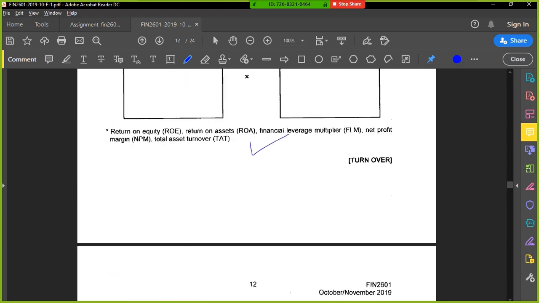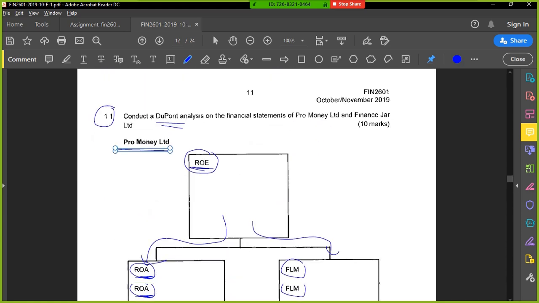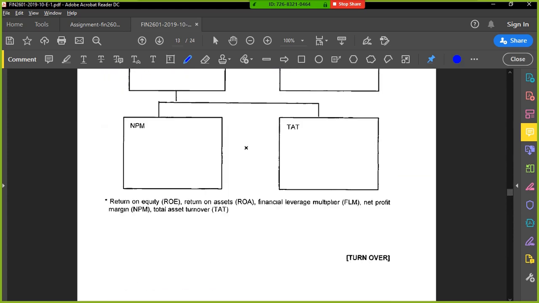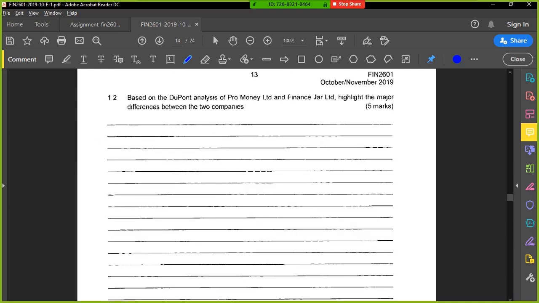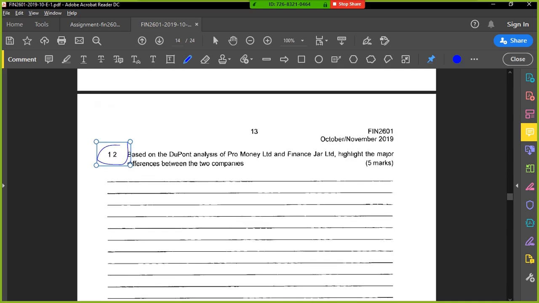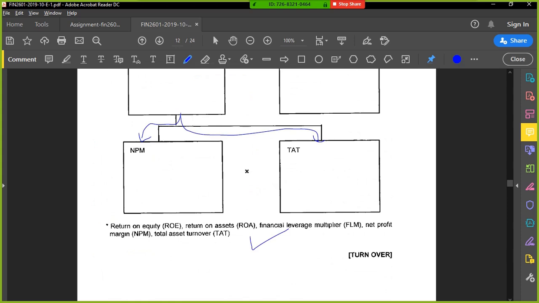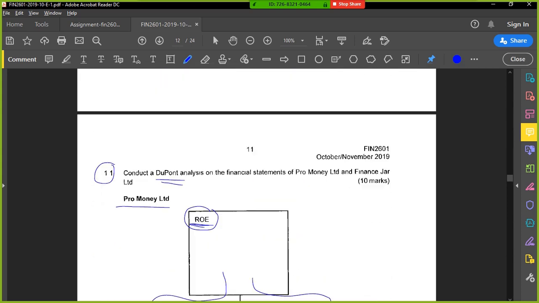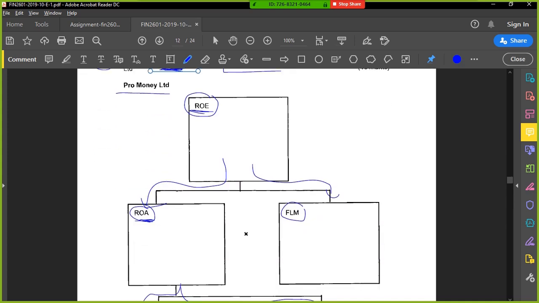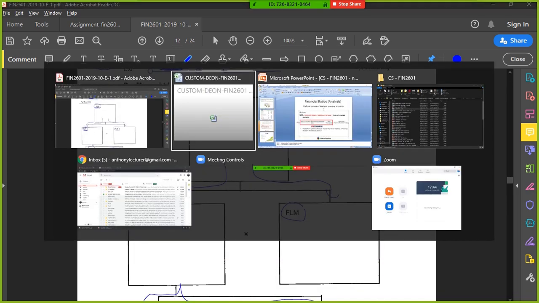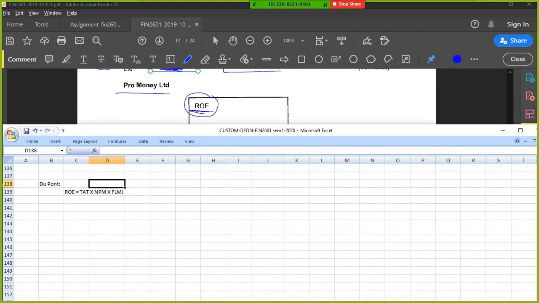This was for Pro Money Limited. Where's the required? Oh, that is the required. That's 1.2. So what did they say here? Conduct DuPont analysis on the financial statements. There we go. So you're basically analyzing each of these. Let's do that working. I'm going to write a heading here: Pro Money.